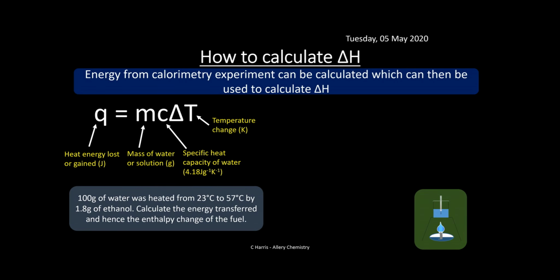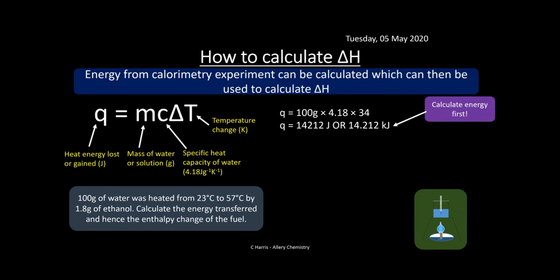So let's look at an example. Let's say 100 grams of water was heated from 23 degrees Celsius to 57 degrees Celsius by 1.8 grams of ethanol. That's the amount of fuel we've used to do that. Calculate the energy transferred and hence the enthalpy change of the fuel. So Q equals 100 grams, because that's the mass of our water, times 4.18, because that's the specific heat capacity, times 34, because that is the temperature change. We've done 57 minus 23, and that gives us a Q value of 14,212 joules or 14.2 kilojoules.